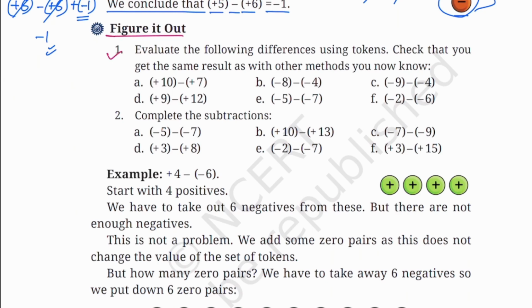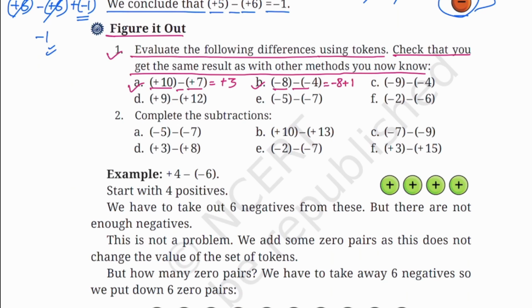Figure it out. 1. Evaluate the following differences using tokens. Check that you get the same result as with other methods you now know. A, plus 10 minus plus 7. The answer will be plus 3. B, minus 8 minus minus 4. Minus 8 plus 4. The answer will be minus 4. C, minus 9 minus minus 4. Minus 9 plus 4. The answer will be minus 5.